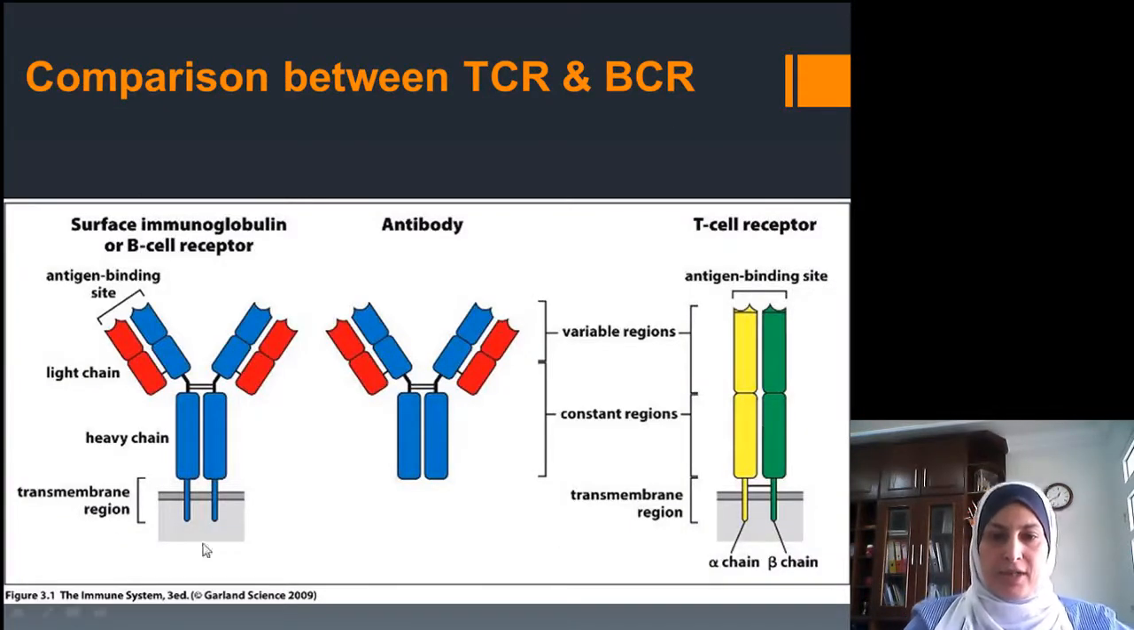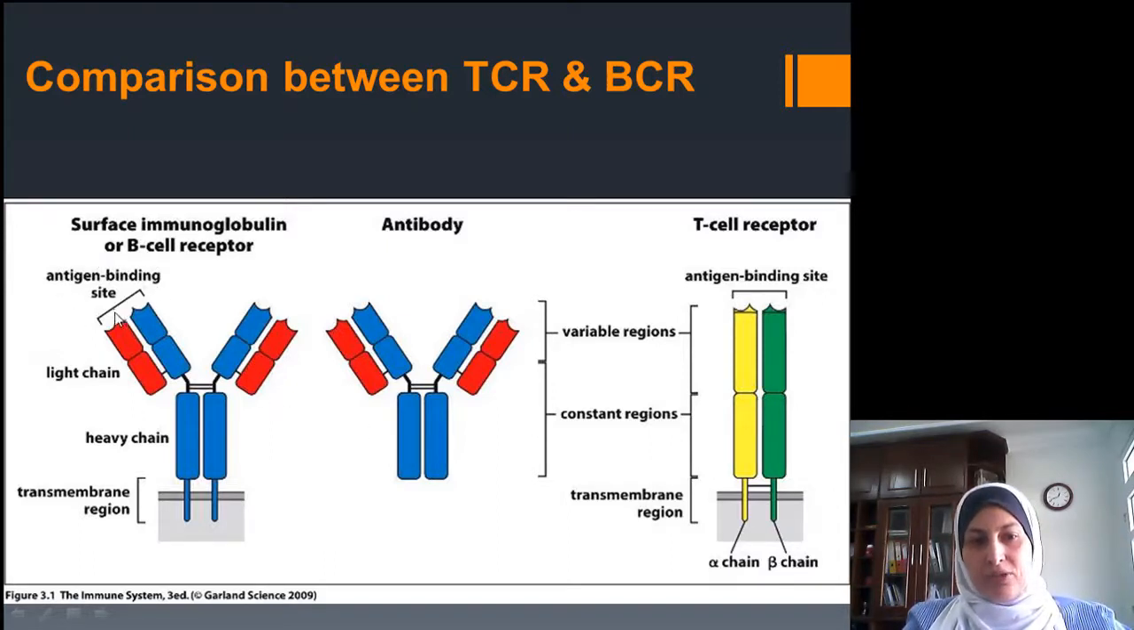So let's have a slight comparison between the antibody, which is a B cell receptor, and the T cell receptor. Roughly they look the same. We can say that the T cell receptor looks very similar to this part of a B cell receptor. There is a variable region and a constant region. The same applies here, variable region and constant region. Here the two subunits are formed from a light chain and a heavy chain. Here we just have one part, there is no heavy and light, but still we have a variable region and a constant region.